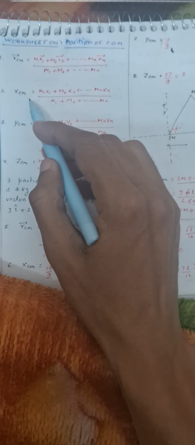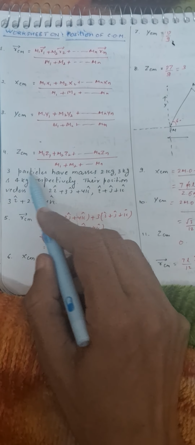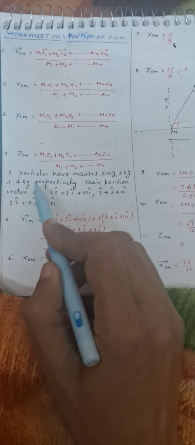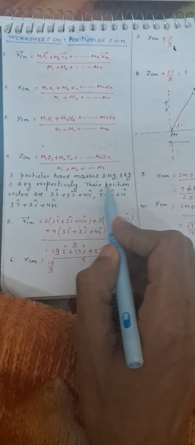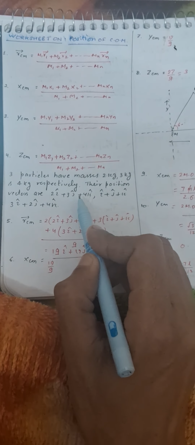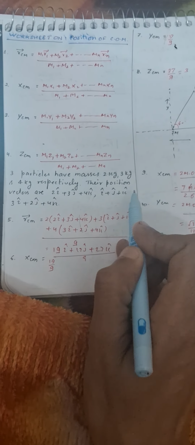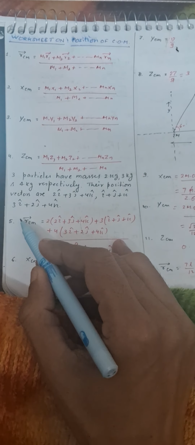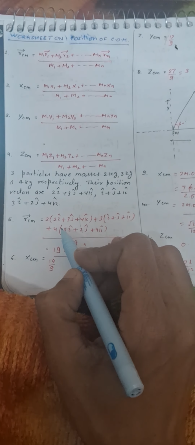Similarly, we have the result for XCM, just replace r by x. Similarly for YCM, replace r by y, and for Z, replace y by z, and we have all the corresponding results. Next question: three particles have masses 2 kg, 3 kg, and 4 kg respectively. Their position vectors are 2i plus 3j plus 4k, i plus j plus k, and 3i plus 2j plus 4k. We need to find the position vector of the center of mass.